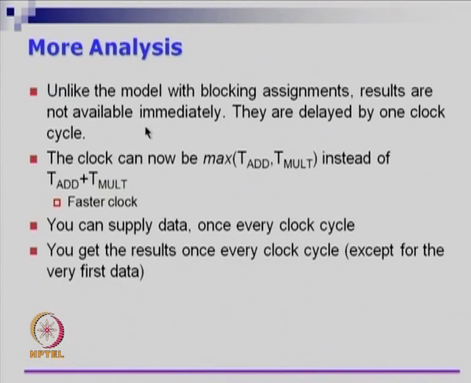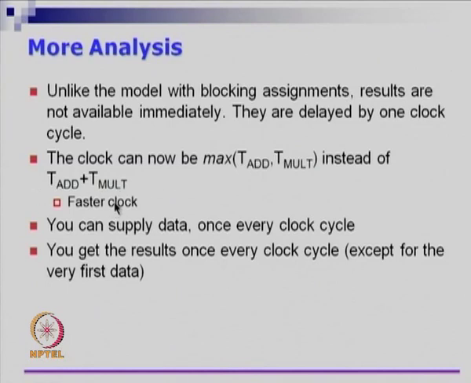So, a little more analysis, unlike the model with the blocking statements, the results are not available immediately. I hope that is something that you got from this week's modules. The clock can now actually be the maximum of T add comma T mult instead of T add plus T mult. As long as both are positive, maximum of T add comma T mult is guaranteed to be less than or equal to T add plus T mult.